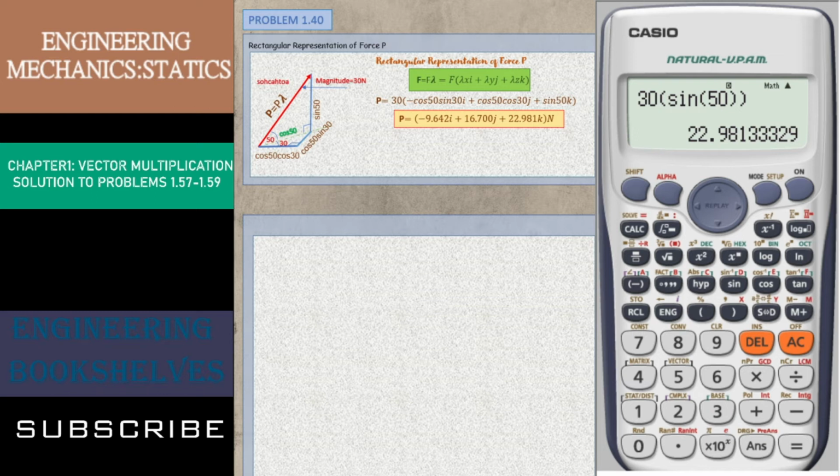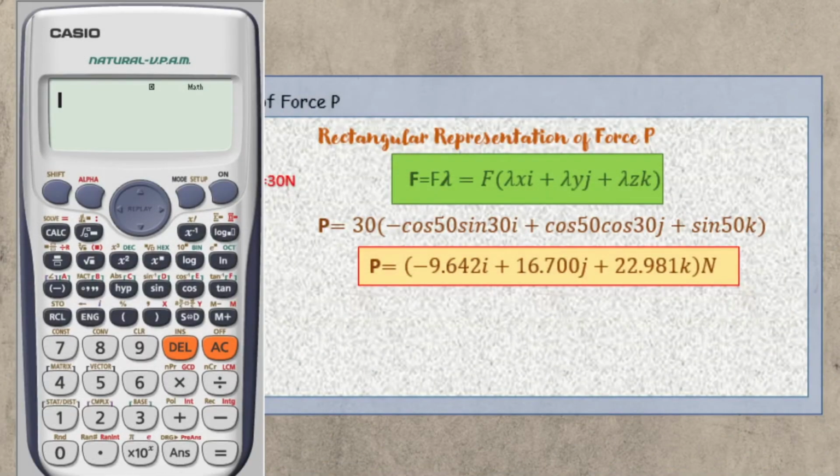So it is 22.981 K. Alright, so we're not yet done here. If we want to check if the unit vector that we have solved is correct, we have to check it using this formula. We must square our unit vector components x, y, and z, and the sum should be equal to 1. So let's try if it is equal to 1.